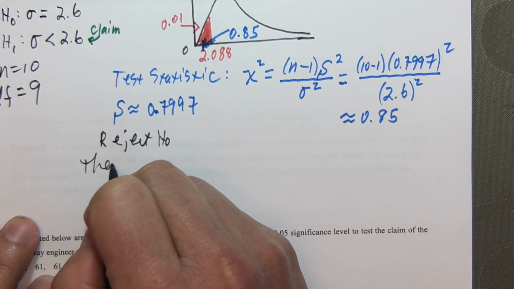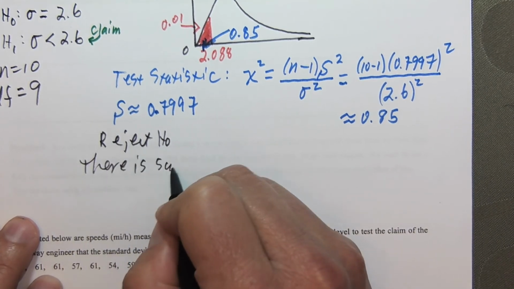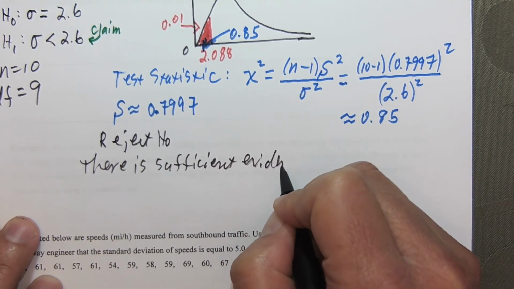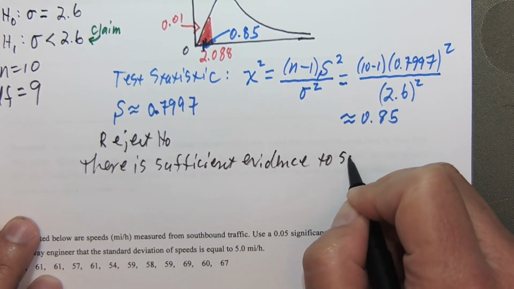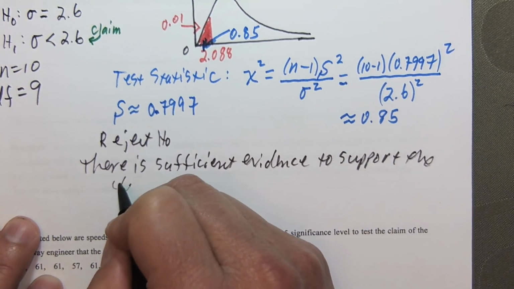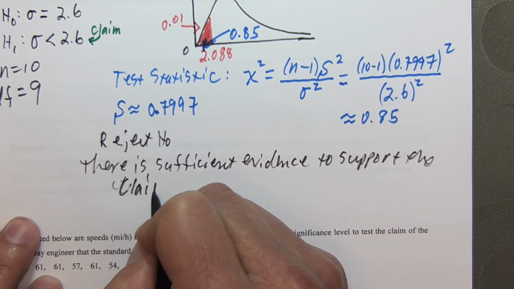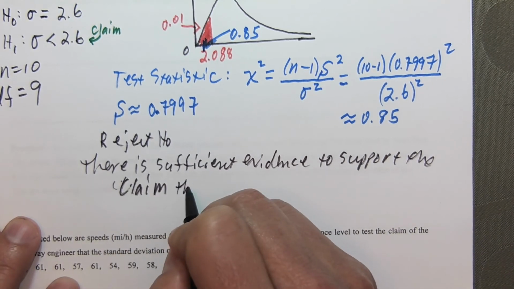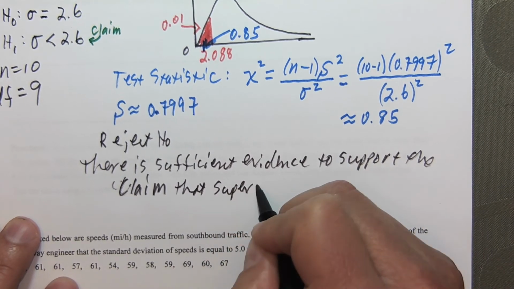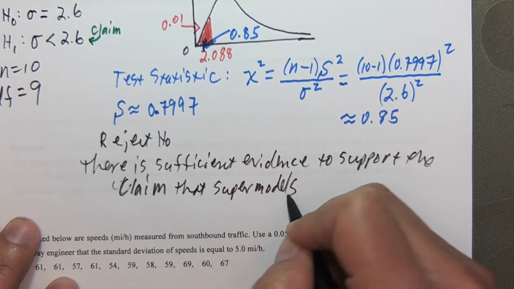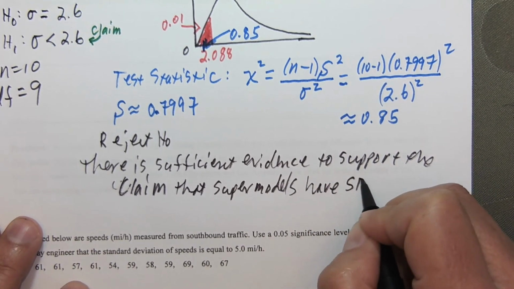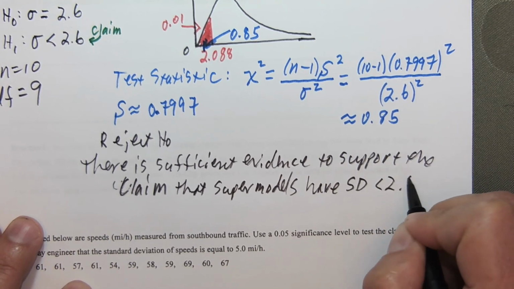So there is sufficient evidence to support the claim that supermodels have a standard deviation less than 2.6.